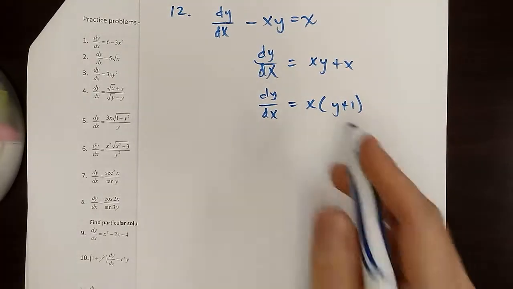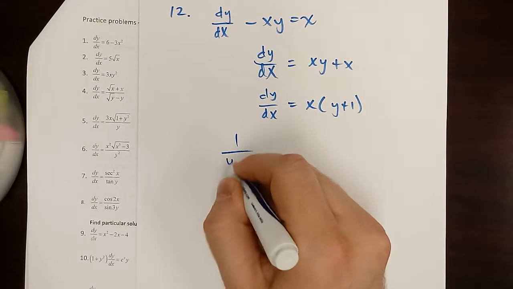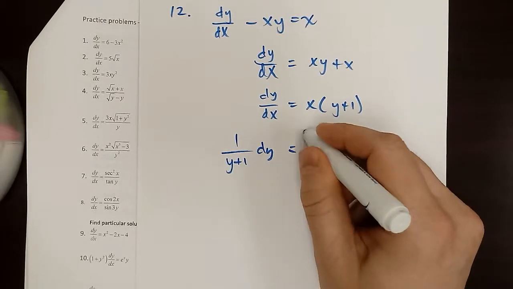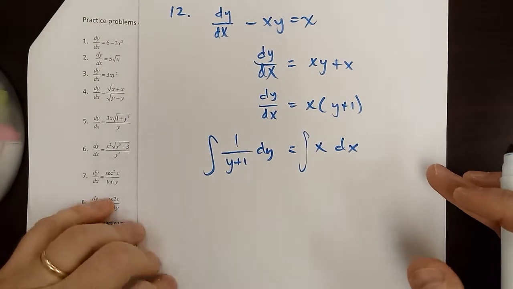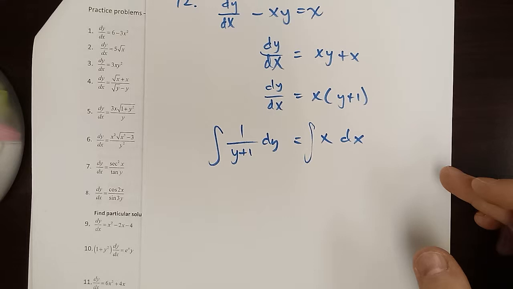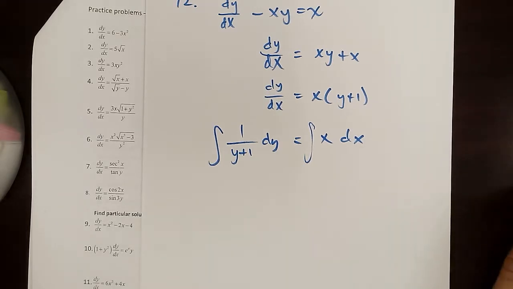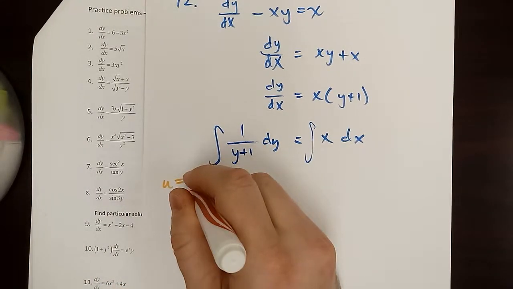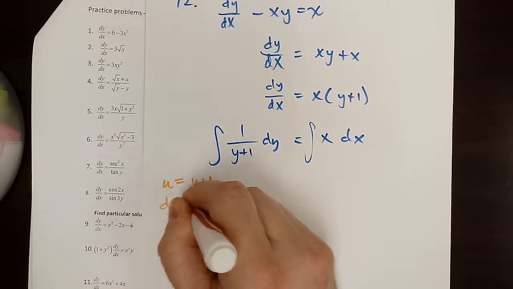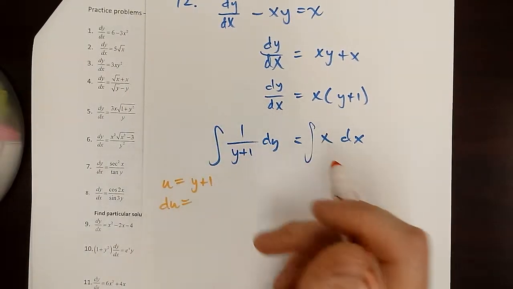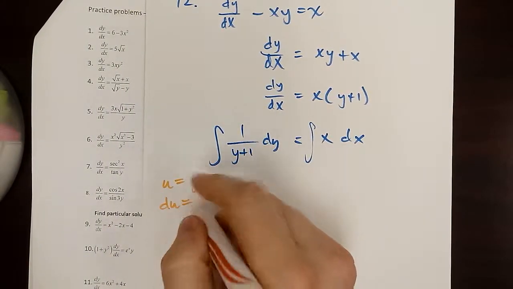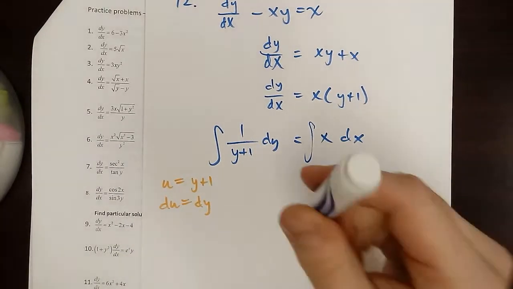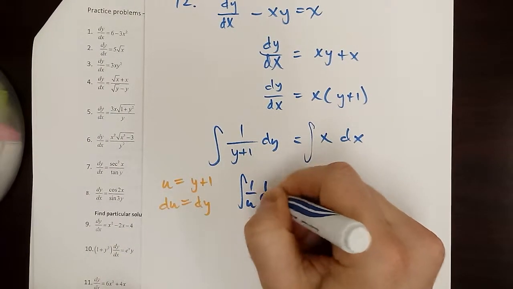We can divide both sides by the y plus 1, leave the x over there. So we get 1 over y plus 1 dy is equal to x dx. So now, when we integrate that, I don't want to assume you guys are comfortable with this, so just going to remind you that if we said u was equal to y plus 1, then du is equal to dy. So I can do a pretty perfect u substitution, and this is just 1 over u du.